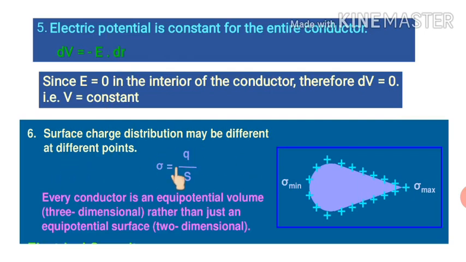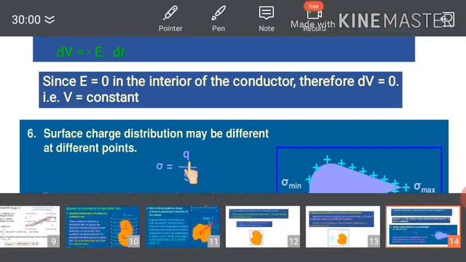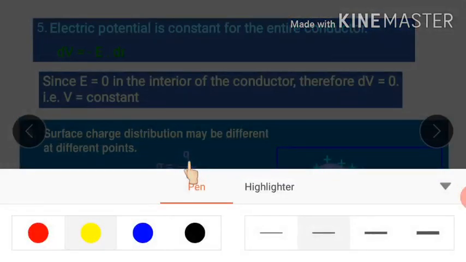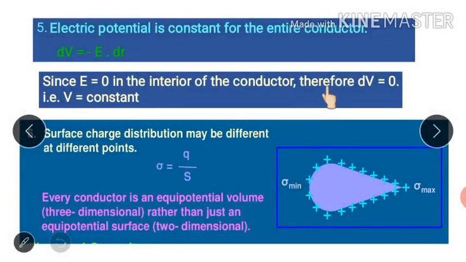So this was the fifth property, and the last property is this: surface charge distribution may be different at different points. Here we have a conductor. Here surface charge density is maximum, and here surface charge density is less. Why is it so? Because of the surface area. At this point it is pointed, so the area will be very, very less, and if area is less, surface charge density will be more. So at this pointed area, surface charge density will be more.